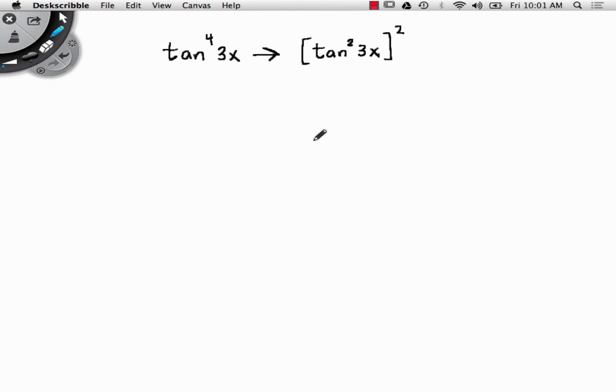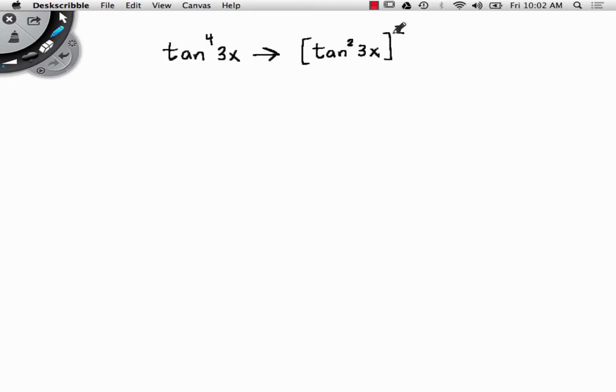Would it still become 3? It's still 3. But once you multiply by 2, then you square it, you get 9. That square has no effect on the angle inside. It squares the tangent. I have this right here surrounding the tangent squared of 3x. So this is the square of the tangent.